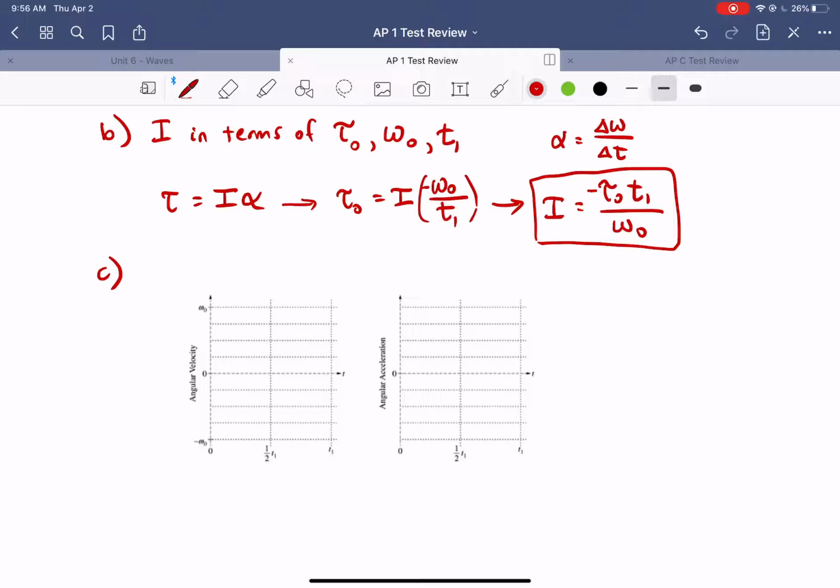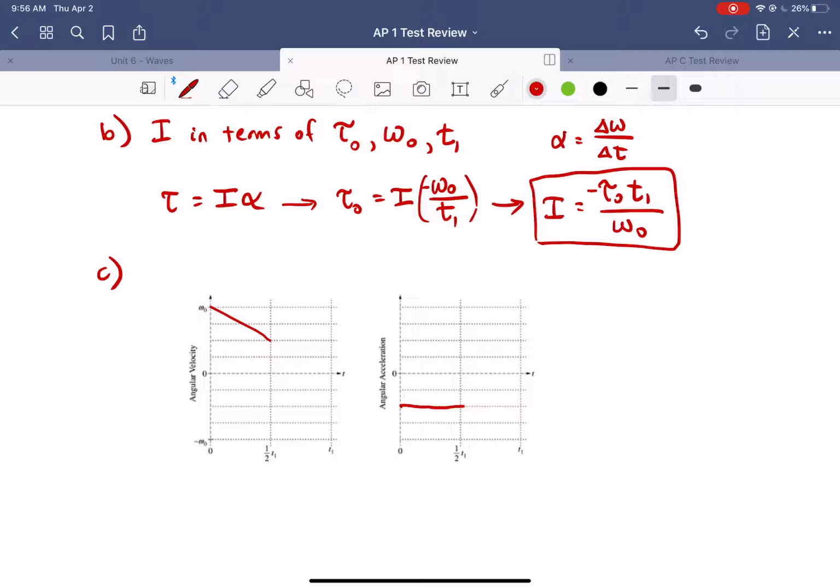So the first thing we can say is that nothing different is going to happen for the first half of this time interval because the oil has not started dripping yet. So the graph should look identical to our first graph for half of the time interval. So now the question is, what's going to be different starting at time half t1?